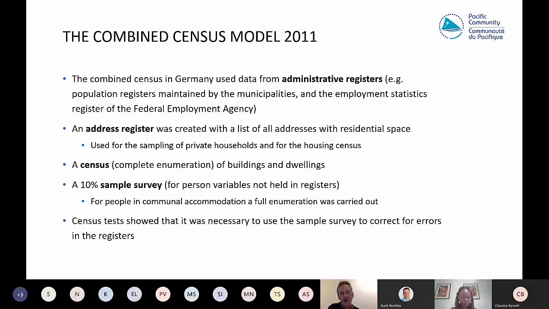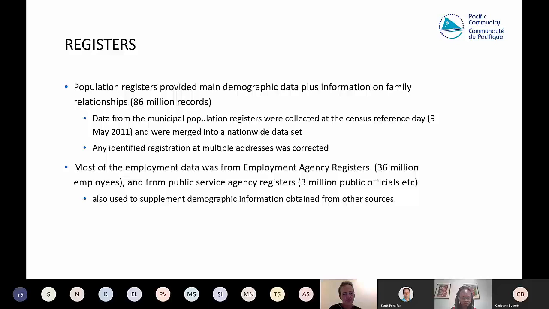And then finally, for people that lived in communal establishments, so residential homes, army bases, etc., a full on-the-ground enumeration was carried out. Previous census tests had shown it was necessary to use the sample survey to correct for errors in the register for undercoverage and overcoverage, the kind of things that Anne and Christine have talked about.